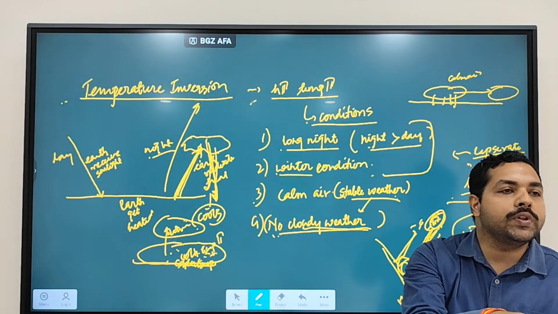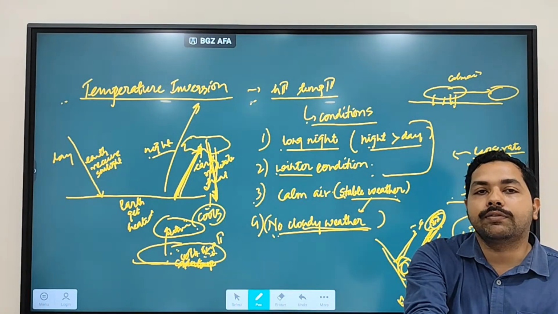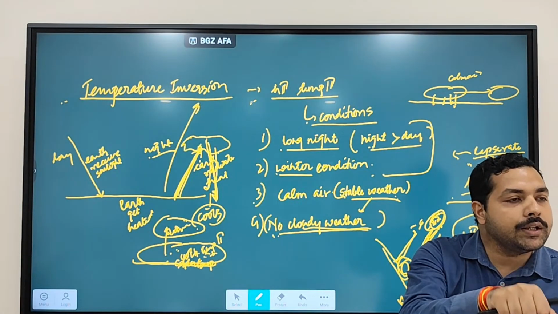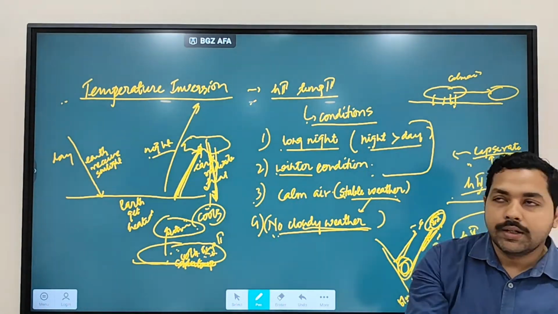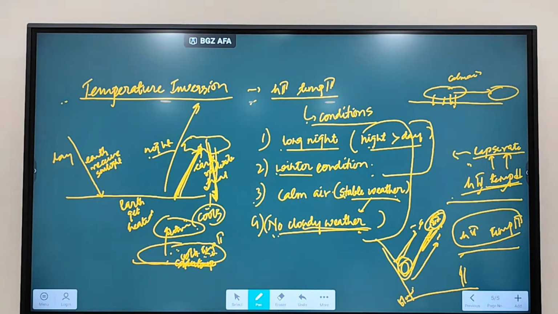If air is moving much, then what will happen? You don't see the temperature inversion phenomenon. Air needs to be static for a long period. Then only what will happen? Air will be in contact with the earth's surface and air will sufficiently cool down. Clear? So these conditions have to be met. Then only the temperature inversion phenomenon is going to occur. Fine. Any doubt regarding this one?